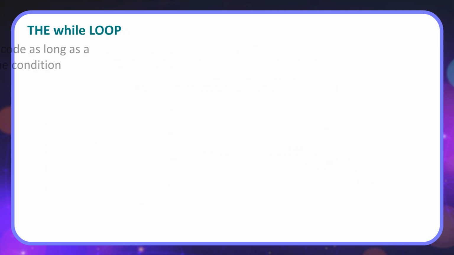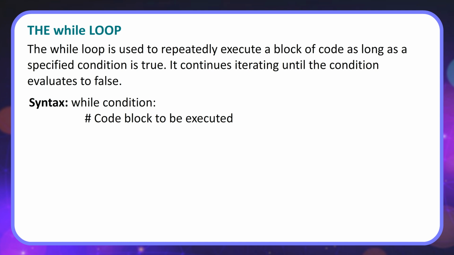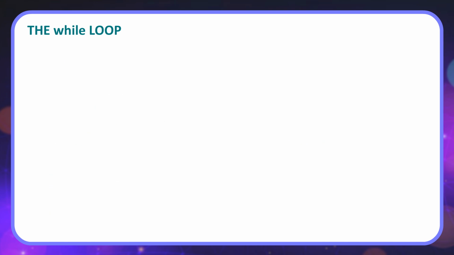The while loop. The while loop is used to repeatedly execute a block of code as long as a specified condition is true. It continues iterating until the condition evaluates to false. Syntax: while condition, code block to be executed. Example 4. A program to demonstrate the use of while loop. i = 0, while i < 5, print i, i += 1.